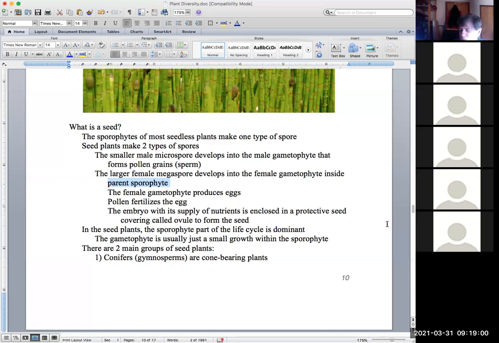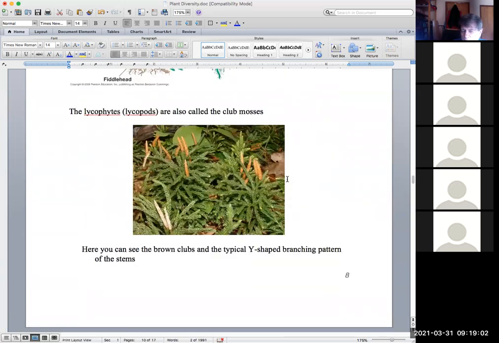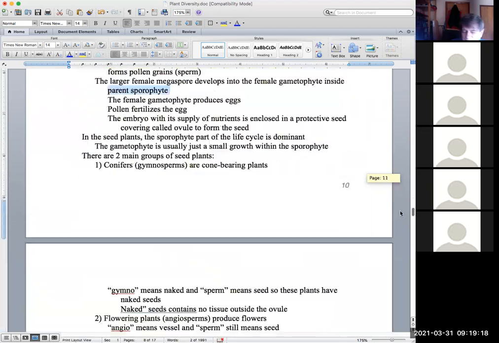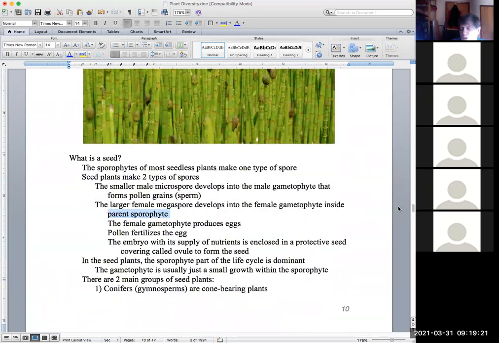So if we go back to our club moss for a moment, we don't see a situation like this, where you can see the sporophyte, these brown and whitish structures growing out of the green, where the green is the gametophyte and the white and tan are the sporophytes. If you look at a blade of grass, or an oak tree, or a tomato plant, you're only seeing the sporophyte. The gametophyte is actually inside. Now, the female gametophyte is going to produce eggs.